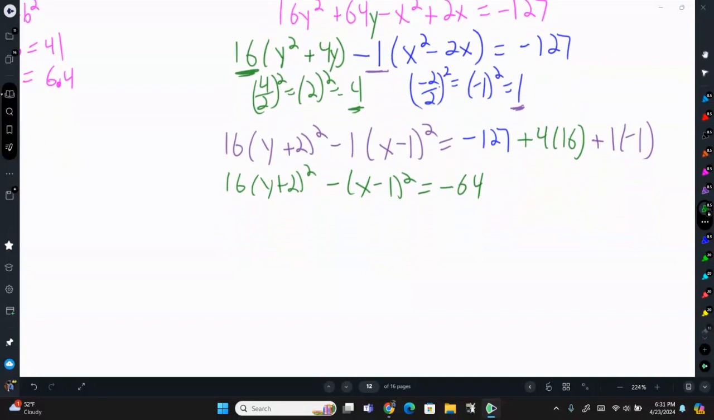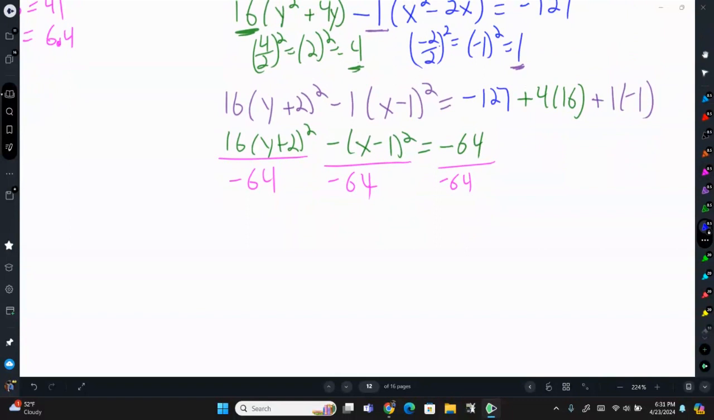Well, we know that for a hyperbola, this needs to equal 1. So we divide everything by 64. Now when we divide everything by 64, what happens is the y part now turns negative. So 16 over 64 is 1 over negative 4. And then we have negative 1 over negative 64, that turns into positive 64 equals 1.